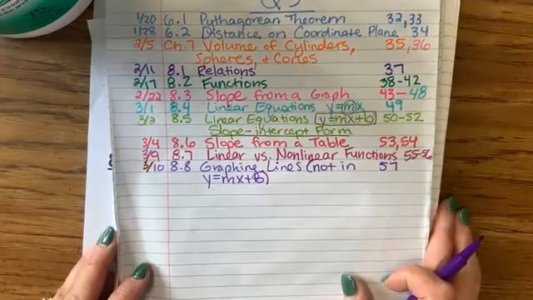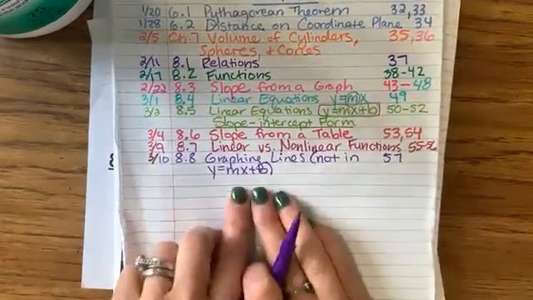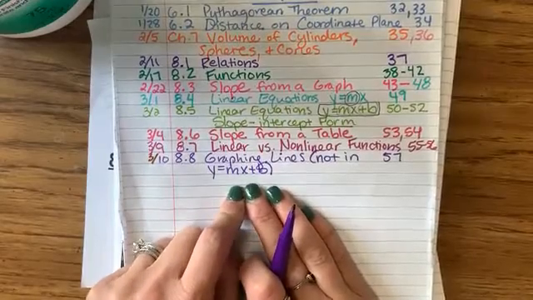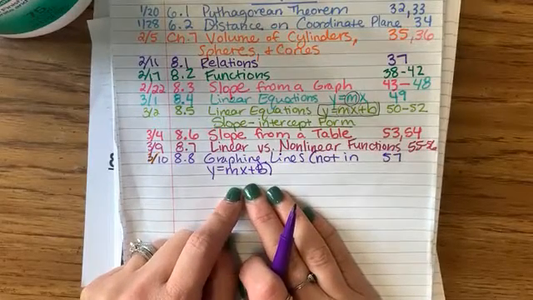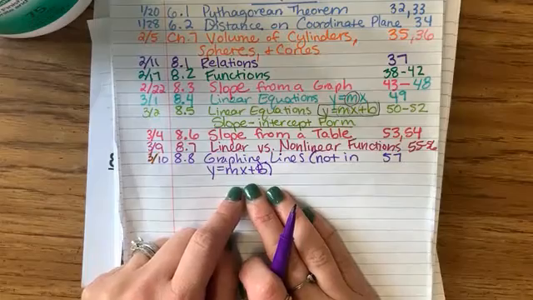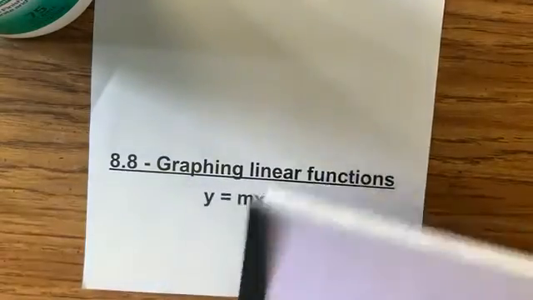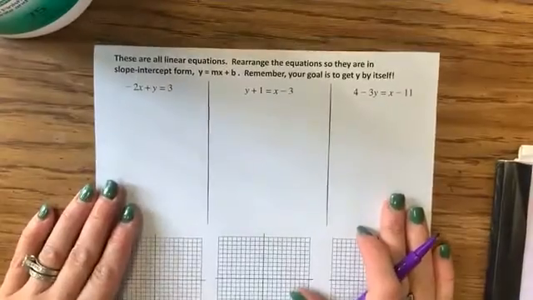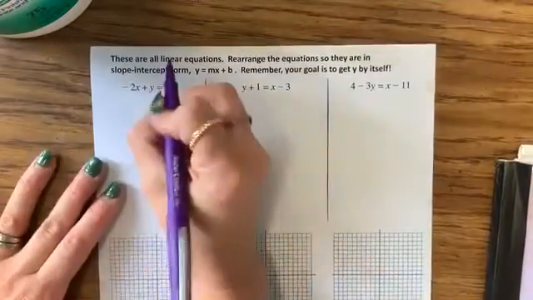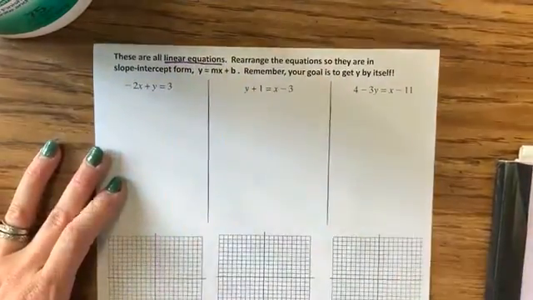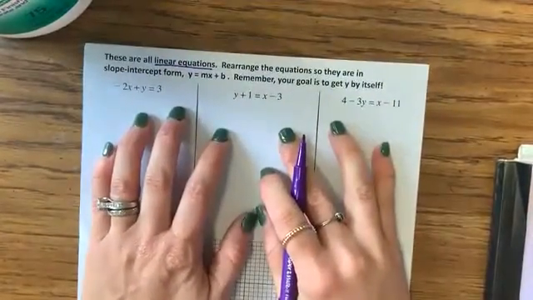Okay, guys, graphing lines not in y equals mx plus b form. They're not in that form, so we're gonna have to do a step or two to get it in that form, and then we'll get a little bit of review on graphing lines. It says these are all linear equations. All of these are lines.